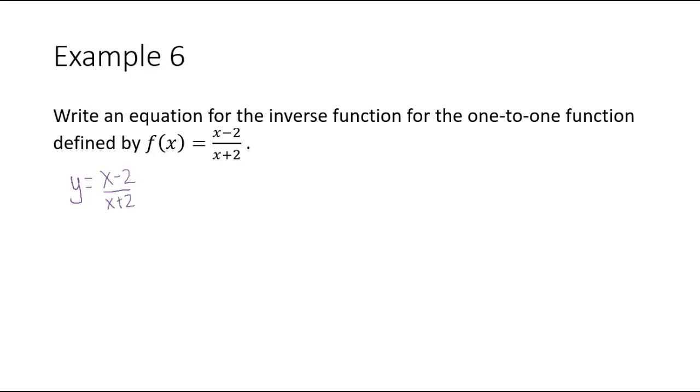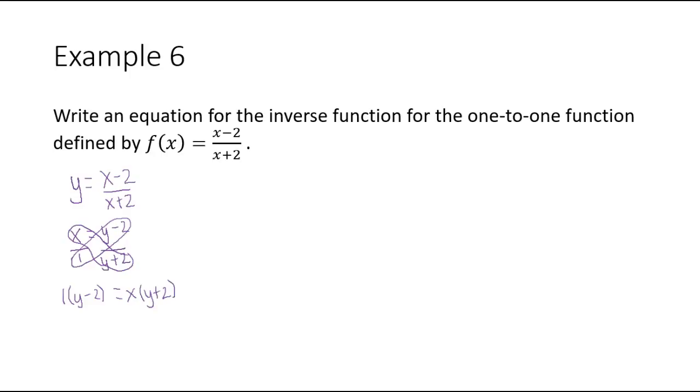All right, the next thing we want to do is interchange the positions of the x's and the y's. So we have x is equal to y minus 2 divided by y plus 2. And now we want to solve this problem for y. So let's put a 1 underneath the x here so that we can cross multiply. And we're going to have 1 times y minus 2 over here on this side. And then we're going to have y plus 2 times x on this side of the equal sign.